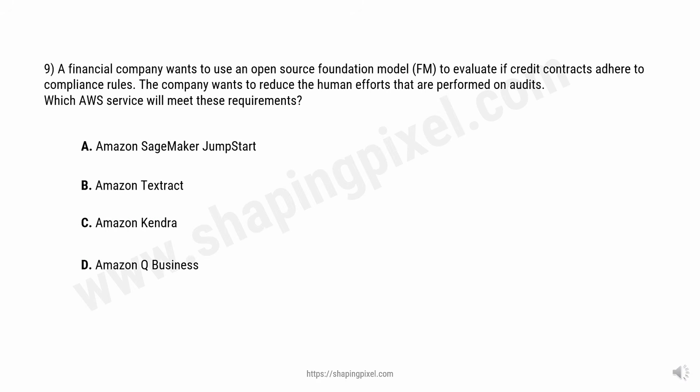Question number 9. A financial company wants to use an open source foundation model to evaluate if credit contracts adhere to compliance rules. The company wants to reduce the human efforts that are performed on audits. Which AWS service will meet these requirements? Option A, Amazon SageMaker JumpStart. Option B, Amazon Textract. Option C, Amazon Kendra. Option D, Amazon Q Business.